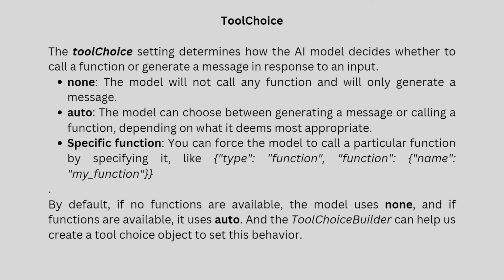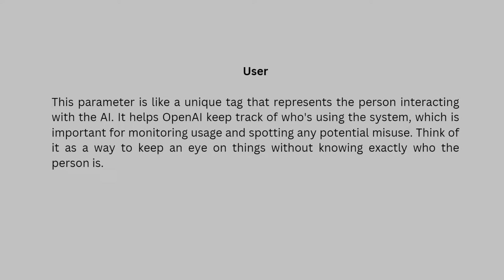By default, if no functions are available, the model uses none, and if functions are available, it uses auto. And that tool choice builder can help us create a tool choice object to set this behavior. Next one is user. This parameter is like a unique tag that represents the person interacting with the AI. It helps OpenAI keep track of who is using the system, which is important for monitoring usage and spotting potential issues. Think of it as a way to keep an eye on things without knowing exactly who the person is.